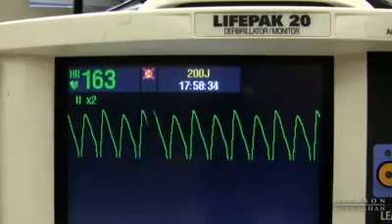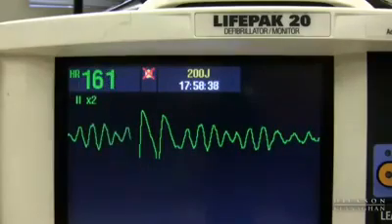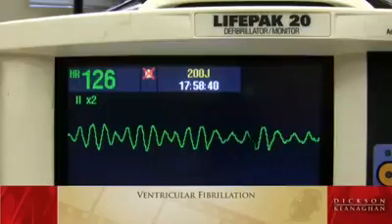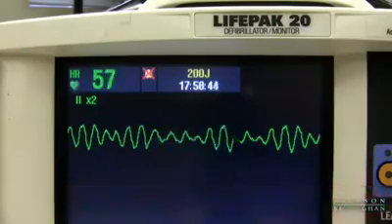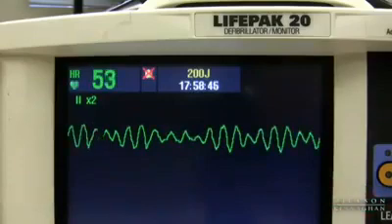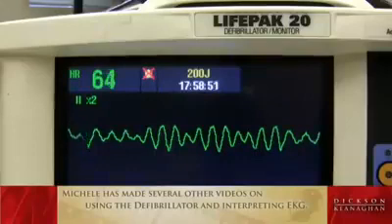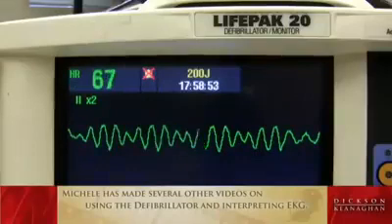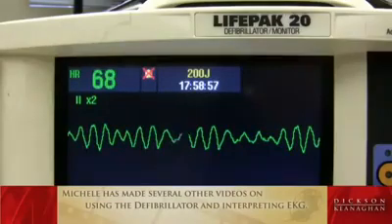Here's a patient in V-tach that converts to a pulseless rhythm called V-fib. If this picture was larger, I might even call this picture torsade de pointes. It is a form of V-tach actually, and I would check a pulse. But this picture here is a good example of ventricular fibrillation, a pulseless rhythm.